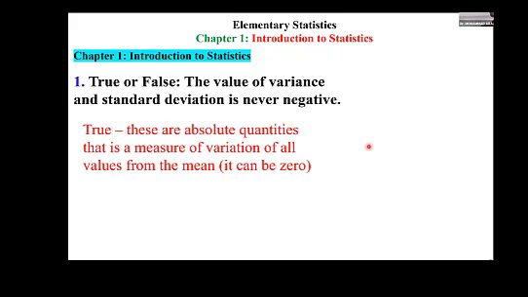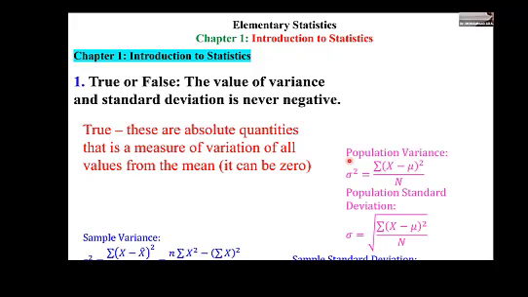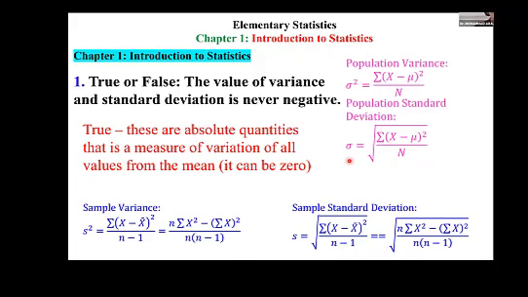This is a true statement because we are looking at absolute quantities that refer to variations, and we are dividing by a positive value. What do we mean by that? Let's look at all formulas. Here are the formulas for the populations. Sigma, we use Greek letters for population and Latin for sample. In this case, sigma squared is the summation of x minus mu quantity squared over n.